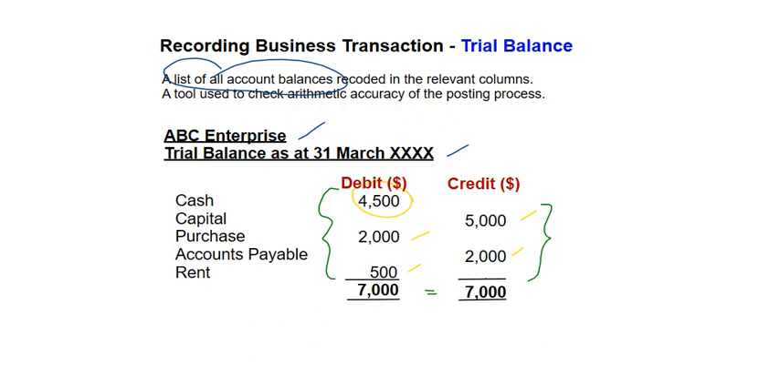If it is equal like what you are seeing here, then 99% chances that whatever you have done from the beginning is correct. That's all, class.